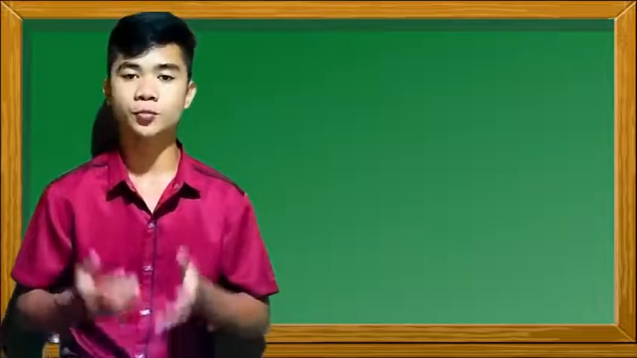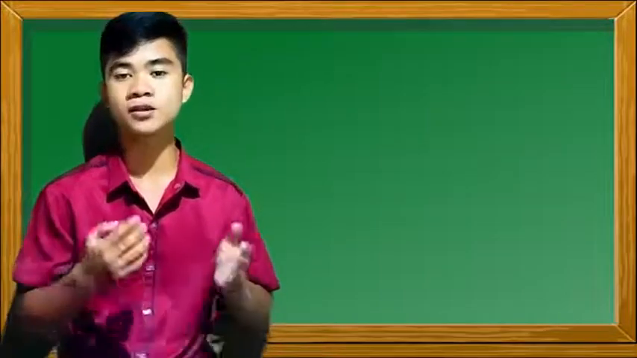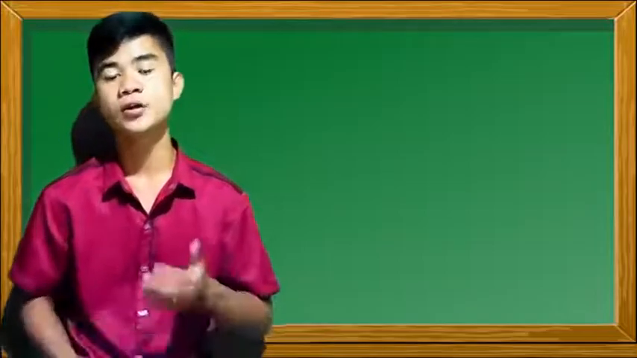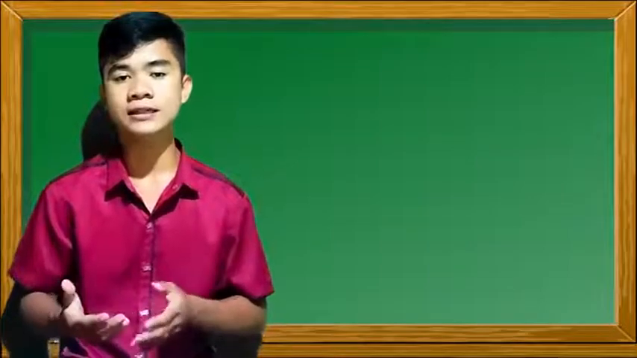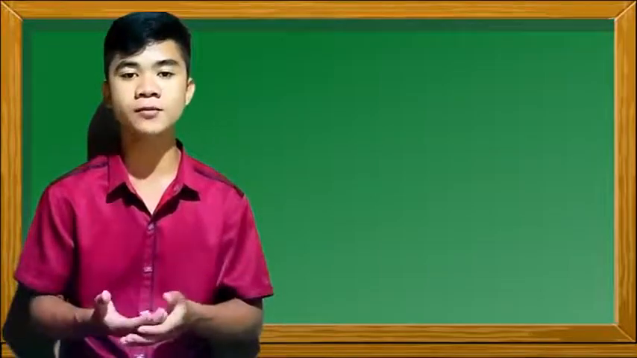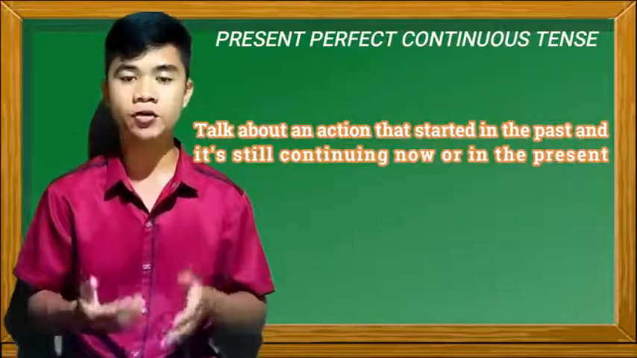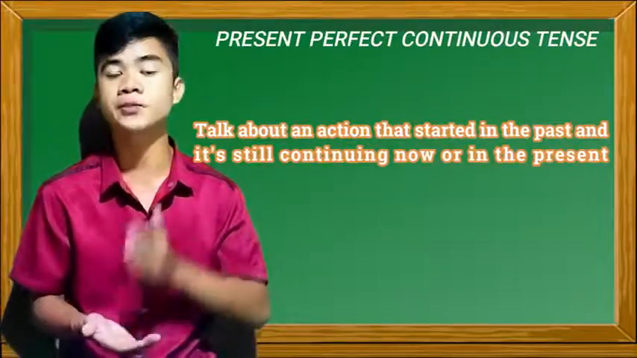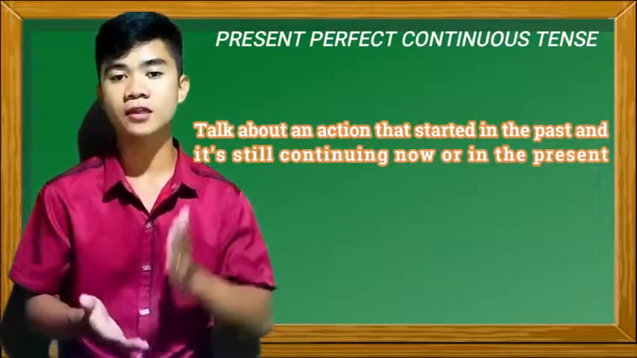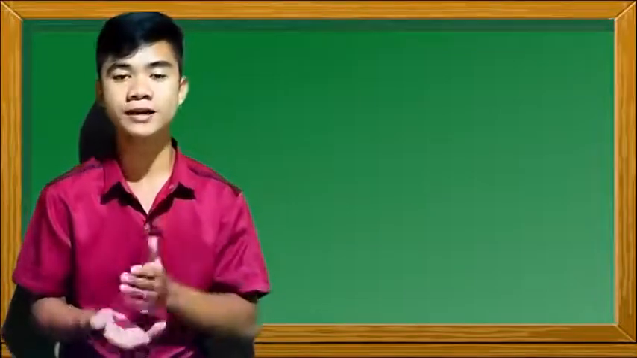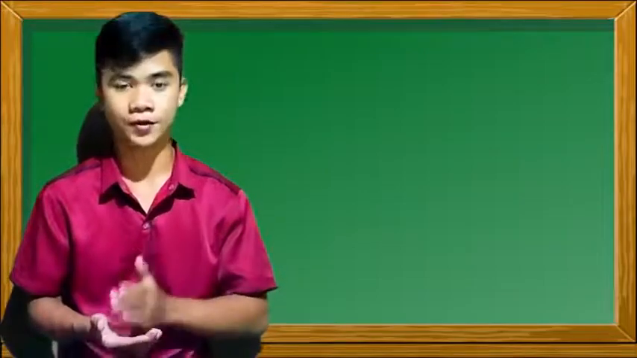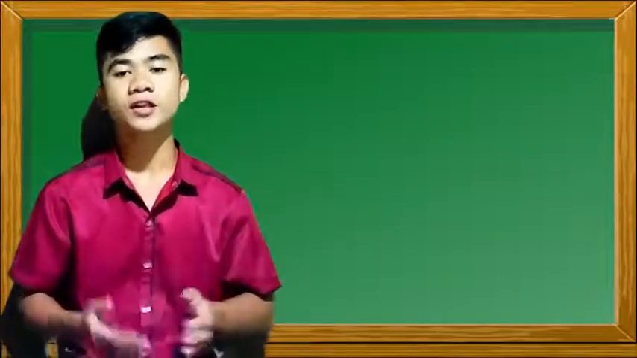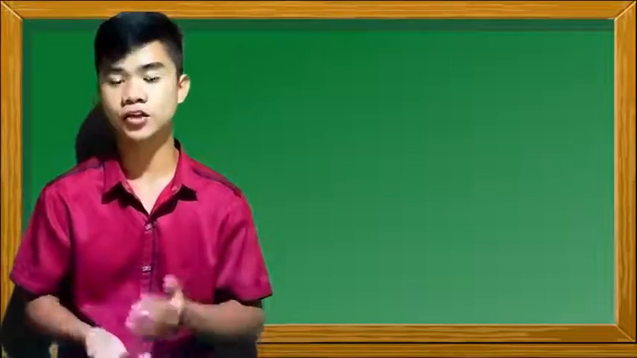Alright, now we're going to talk about the present perfect continuous tense. First, what is the present perfect continuous tense? It is one of the existing tenses, which explains an activity that started or began in the past but still continues in the present and is still not finished. So you have to remember that the present perfect continuous tense is an activity that started in the past but still continues in the present. Right? Good.